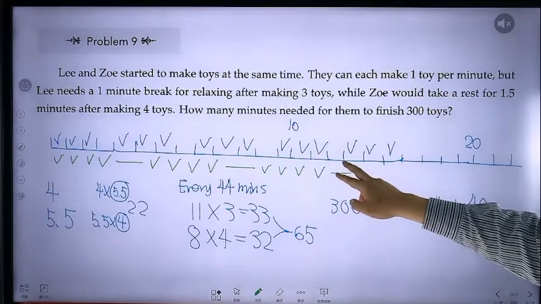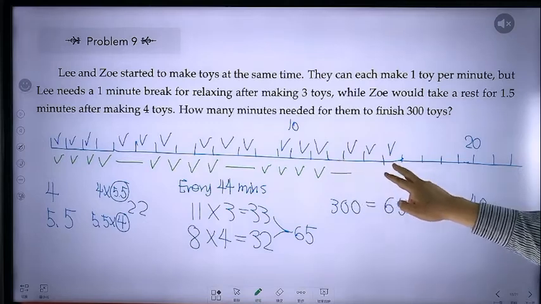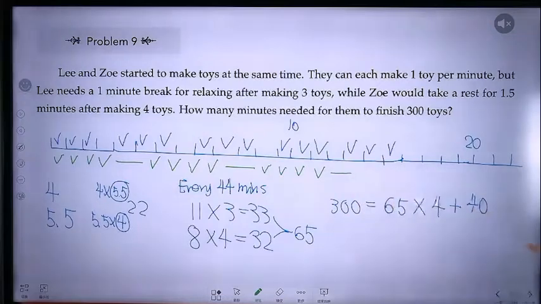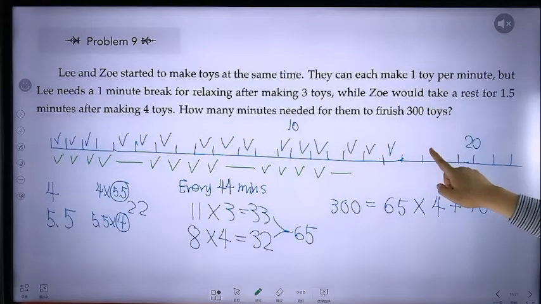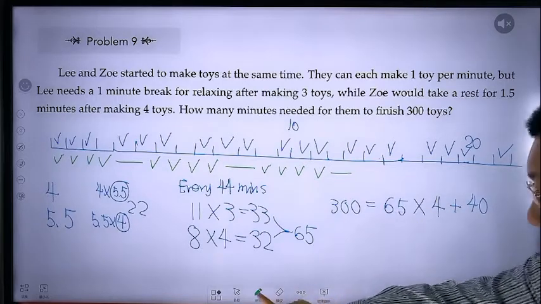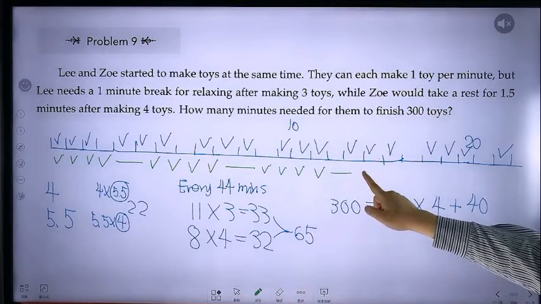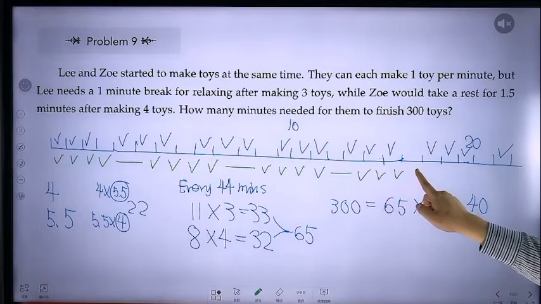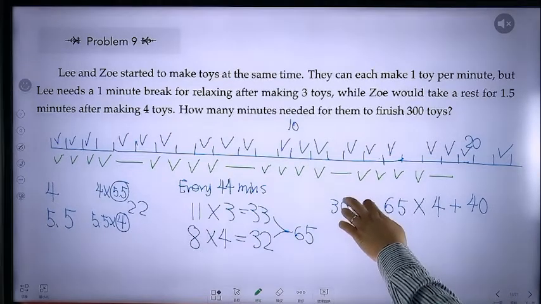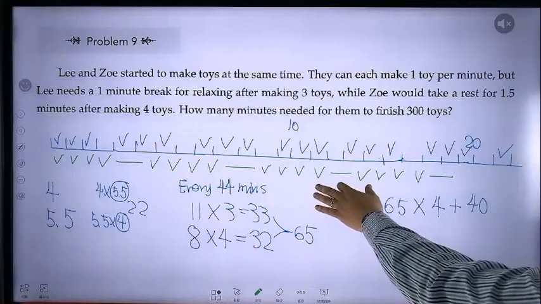So 16. All right. 1, 2, 3, 4, 5. Yes. And so on, right? And so here it is the full period. So 4 plus 1.5, and then 1, 2, 3, 4 plus 1.5, 5.5. That should be 40.